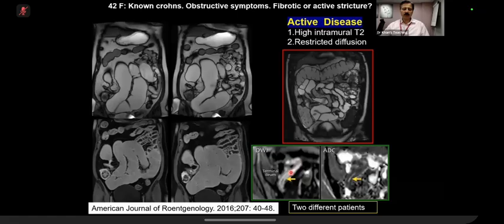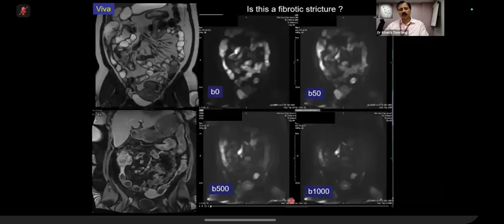And so here, this is from literature, where you can see restricted DWI, high signal on DWI and low signal on ADC map. This is a very important Viva question, and this is a very important question in your day-to-day life, where surgeons will ask you in the MDT that is it fibrotic or not, because if it is still active, the patient might still be a candidate for what we call medical treatment. If it is fibrotic, then it is surgical treatment.